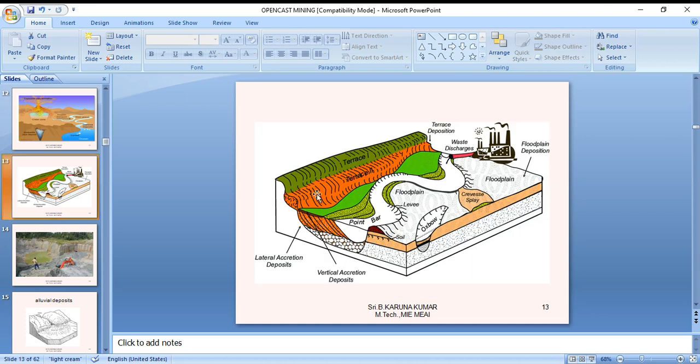Now, this is one other example of the formation of alluvial deposits. Here is the terrace, and another terrace is also shown here. The point bar, it is called. This is a lateral accretion deposit, and a vertical accretion deposit. This is the soil, oxbow, gravel, crevasse splay, floodplain, floodplain deposits, and waste discharges from the terrace deposits. This is one typical example.